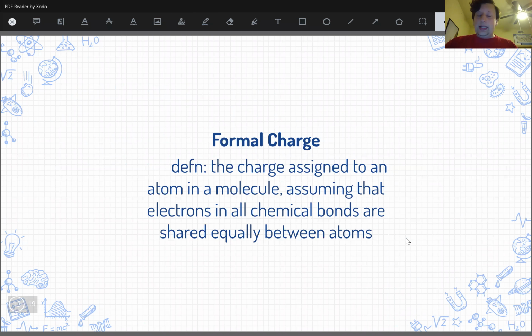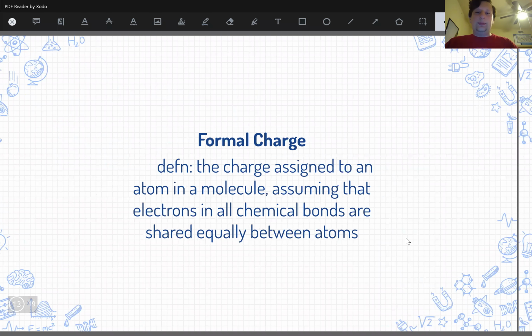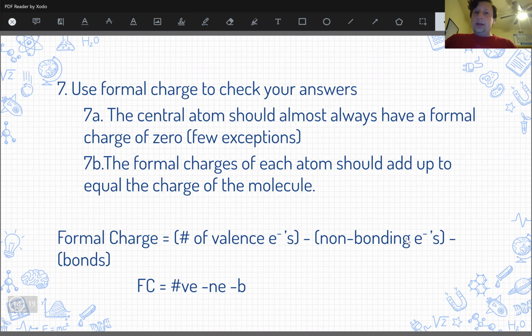Now, last but not least, let's talk about formal charge. Formal charge is the charge assigned to an atom in a molecule, assuming that electrons in all chemical bonds are actually shared equally between those atoms. Now, to use formal charge, we actually want to use them to check our answers. And this is where those charges before on the first 2 problems actually came from.